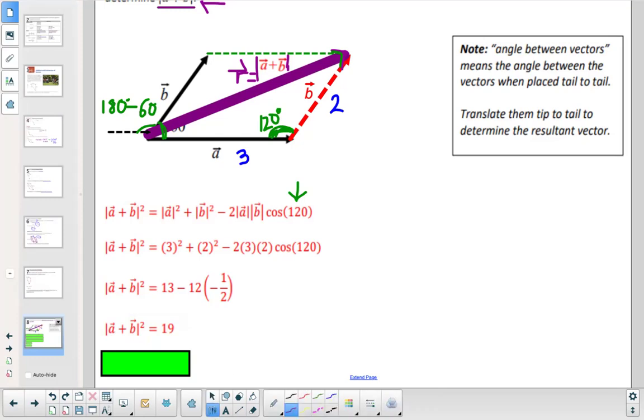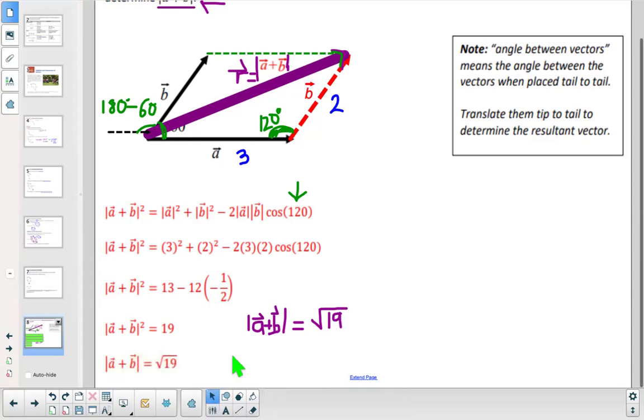Now, to go from the magnitude of A plus B squared to the magnitude of A plus B, which is what I'm looking for, the magnitude of the resultant, I have to actually take the square root of 19. And then you want to show that step.